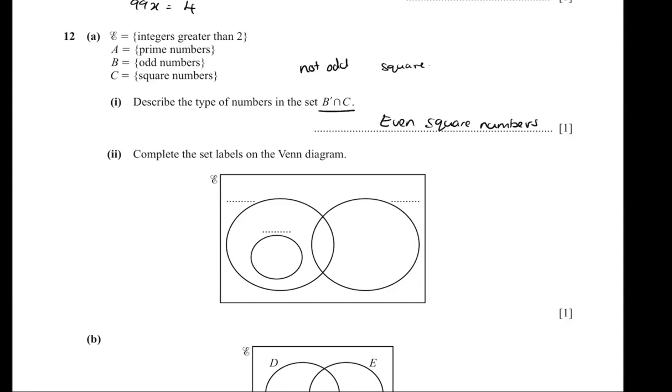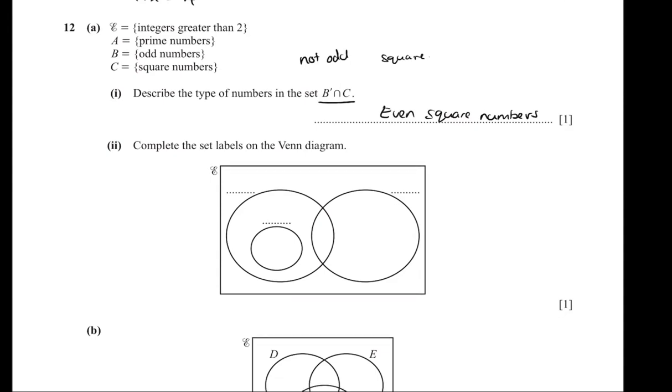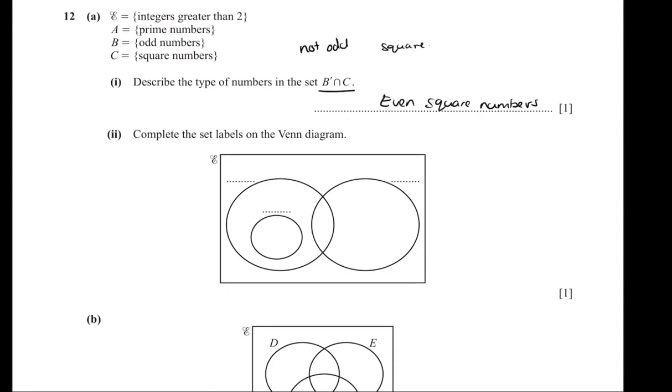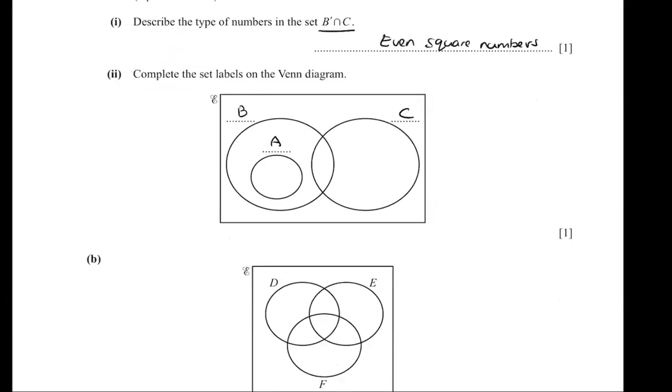Complete the set label on the Venn diagram. So let's see what is inside each other. First we can actually see A should be here. Prime numbers are here because they're greater than 2. So all prime numbers are all odd numbers. Then generally the square numbers will be here.